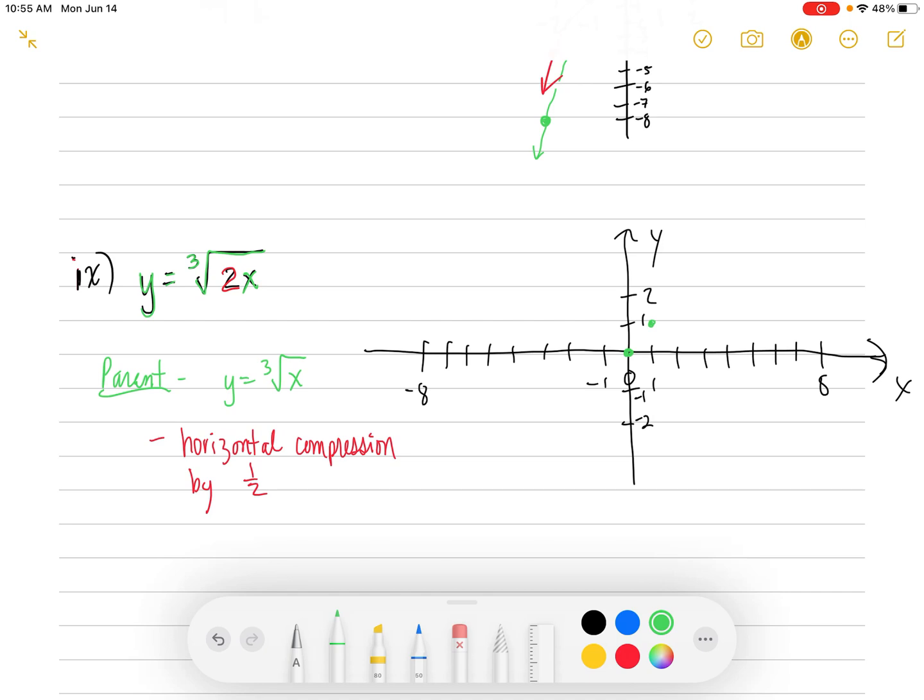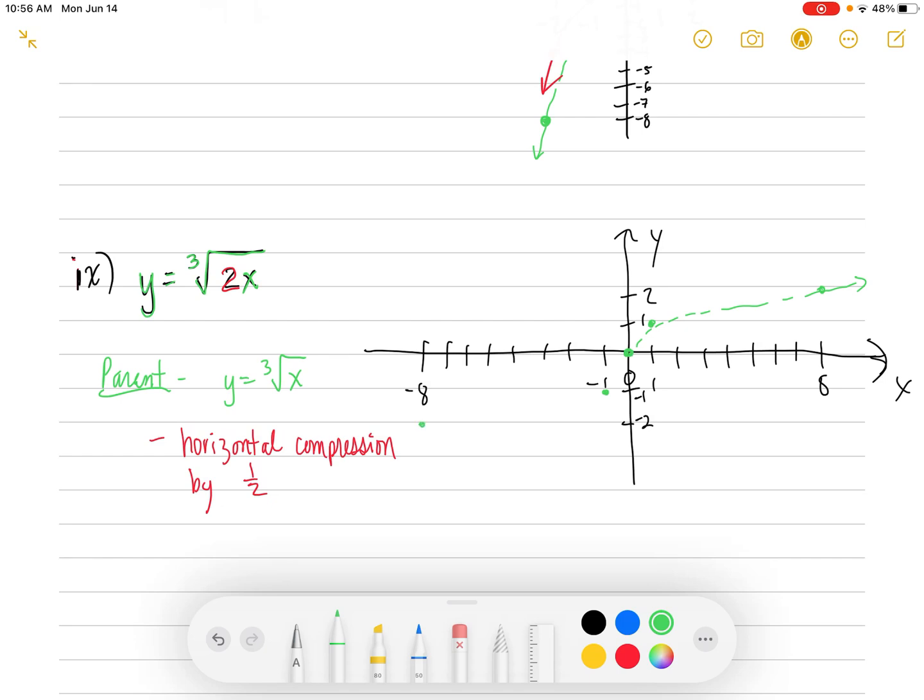Okay, so for the parent, we can plug in 0, 0 cubed is 0. We can plug in 1, 1 cubed is 1. We can plug in 8. I'm sorry, we're not cubing, we're cube rooting. The cube root of 0 is 0. The cube root of 1 is 1. The cube root of 8 is 2. So for the parent, the right side looks like this.